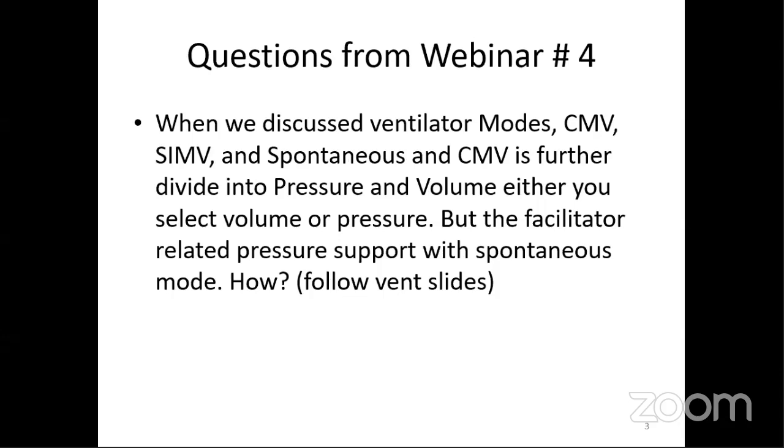So the question is a long one, so I'm going to just read it. When we discussed ventilator modes, controlled mechanical ventilation, synchronized intermittent mandatory ventilation, and spontaneous. So that is CMV, SIMV, spontaneous, and CMV is further divided into pressure and volume. Either you select volume or pressure, that is correct, but the facilitator related pressure support with spontaneous mode, how? And that's where Shabana comes in, and she can explain this further.